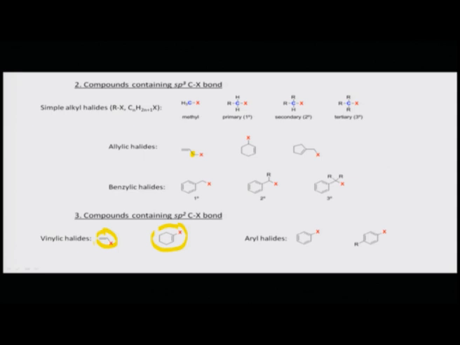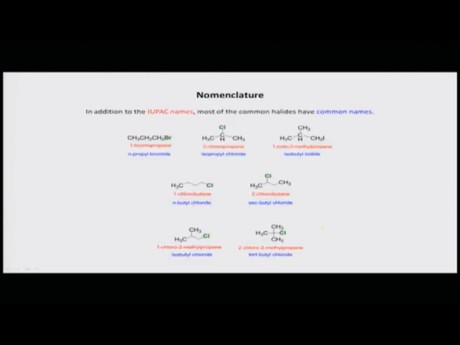Now, we call only those compounds aryl halides where the halogen is attached to an sp2 carbon, of course, but of an aromatic ring. The aromatic ring need not be benzene in all cases, it can be naphthalene, it can be any other higher order aromatic ring. But as long as the halogen atom is attached to an aromatic ring, they are called aryl halides. So, this is a very simple way of classifying these compounds.